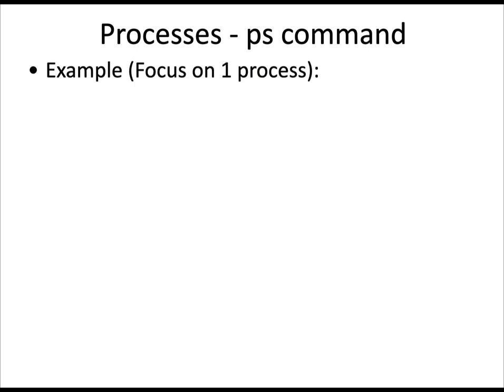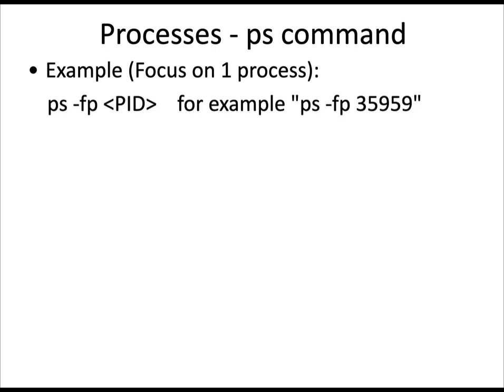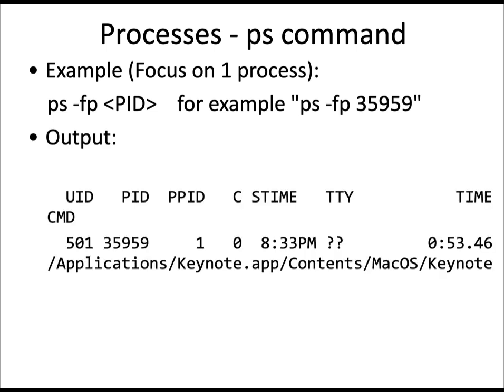If we have one process we want to focus on, ps has a -p option that allows you to specify a process ID. For example, in this case, 35959, and the output will look like this. It will only have the line of output that happens to correspond to Keynote, the presentation software that I use on this machine.